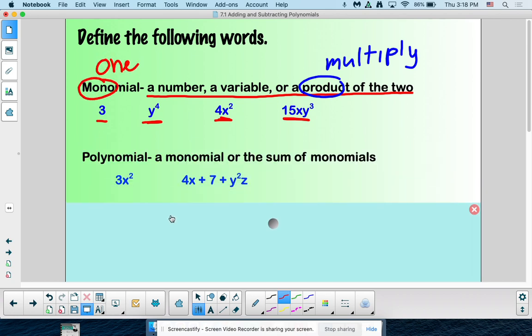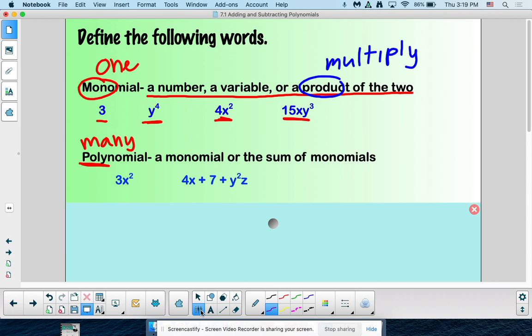A polynomial is a monomial or the sum of monomials. Poly means many, so this really means many one-terms together. As you can see, we have multiple terms here connected with addition, or it could be subtraction. That is a polynomial. So, multiple monomials in one.